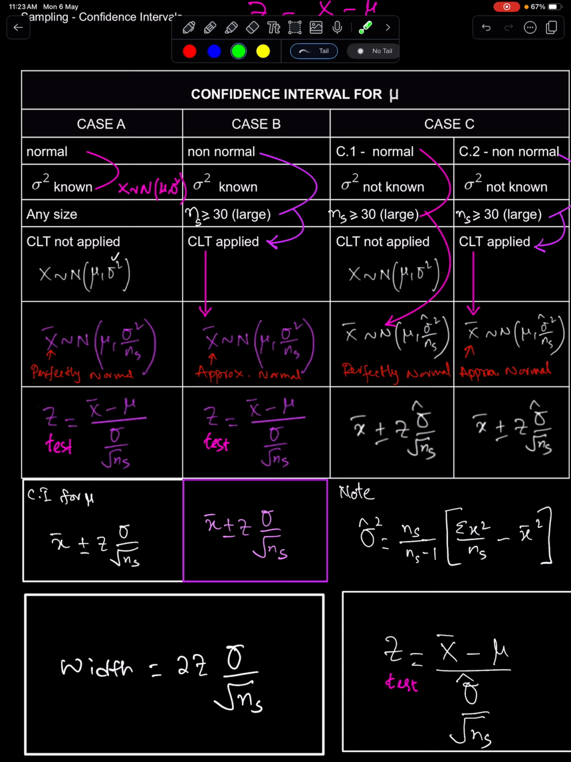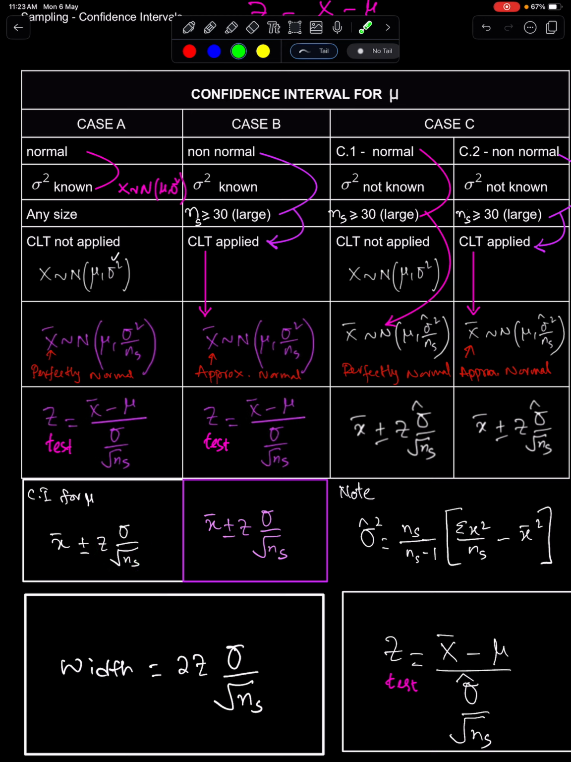And in sampling, we find confidence interval for mu. This is the formula: x bar plus minus Z. Both are part of the formula, and the square root of this is here. And this is the width, twice of this quantity.